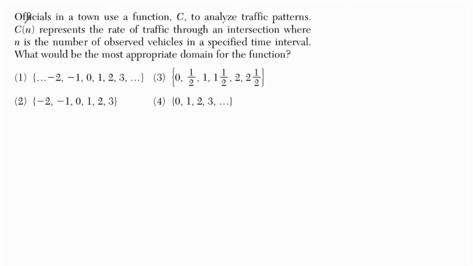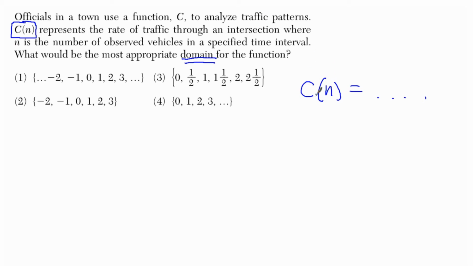Okay, so we're talking about this function that we call C, and it's taking the input n and producing some output. So we could say C of n is equal to whatever. We don't know what that is over here, and we don't care about it. What we care about is the function itself. The question here is about what is the most appropriate domain. The domain is simply the values of n that can work for this function.